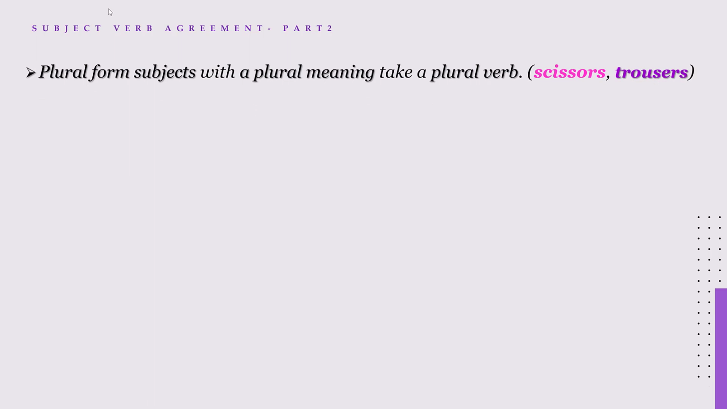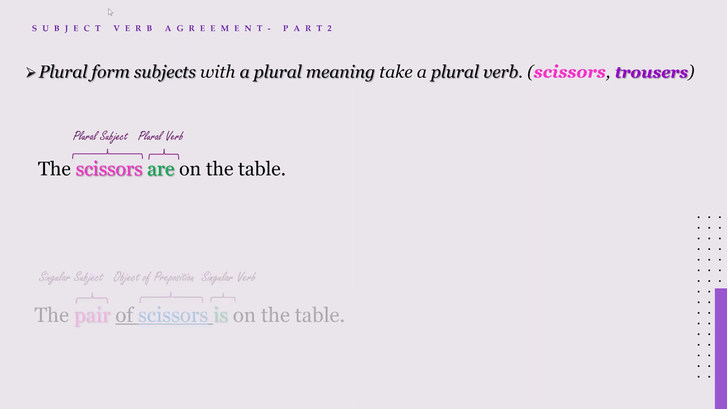Plural form subjects with a plural meaning take a plural verb. The scissors are on the table. Scissors is the subject of the sentence. As you know, scissors is a plural noun referring to a cutting tool with two blades used for cutting various materials. Are is the plural form of the to be verb, and it agrees with the plural subject scissors.